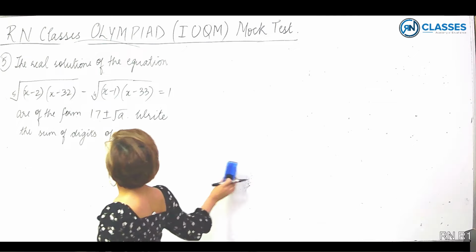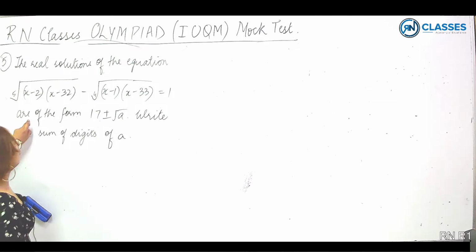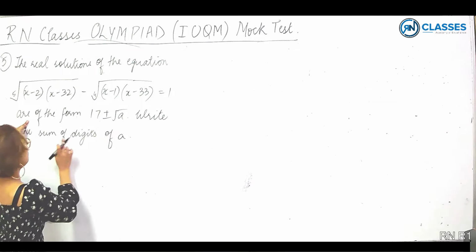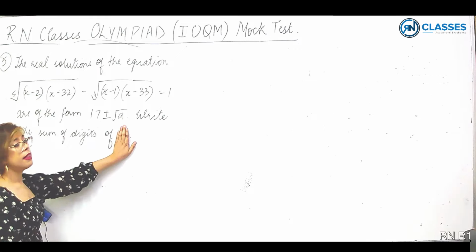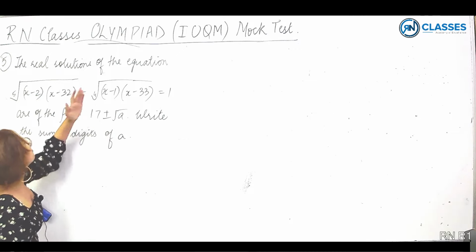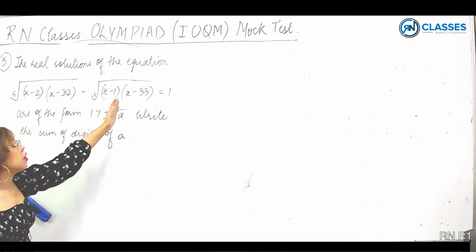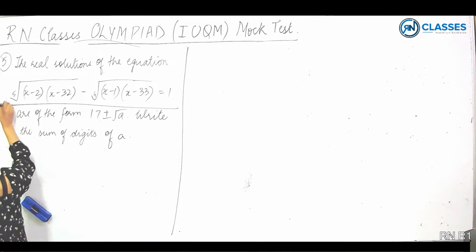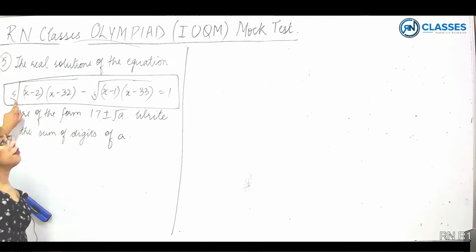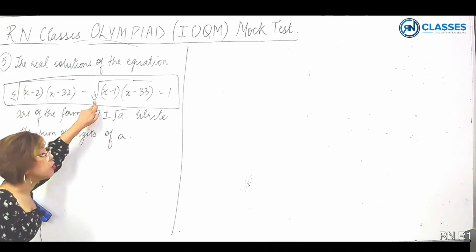He says the real solution of this equation is of the form given, write the sum of digits of A. So I need to find A. That means I need to find this thing, which is nothing but the solution of this equation. So I am interested in the solution. Now mind that this is a very weird looking equation, right? There's a fifth root, there's a fourth root. Clearly we are not comfortable working with radical signs. So I don't want radical signs.